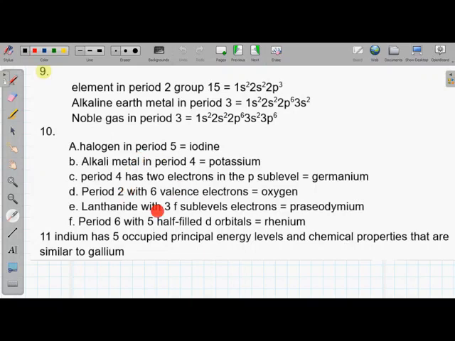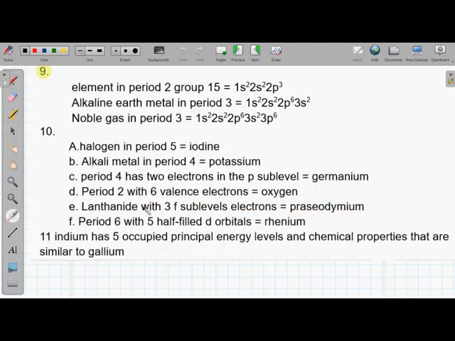Same thing with questions like this. Halogen, period 5, that'd be iodine. Alkali metal in period 4, potassium. Period 4 has 2 electrons in the p sublevel, right? It's germanium. Period 2 with 6 valence electrons, oxygen. Lanthanide with 4f sublevel electrons, that's praseodymium. I don't know if I said that right or not.